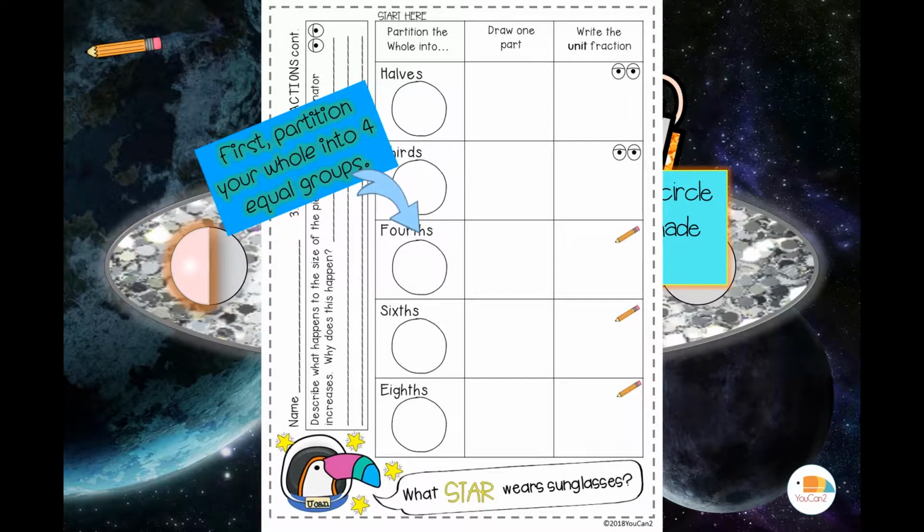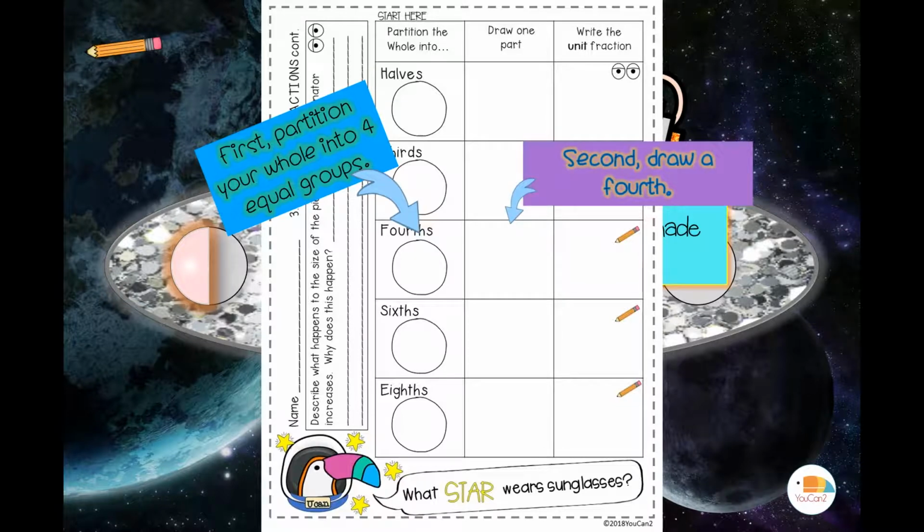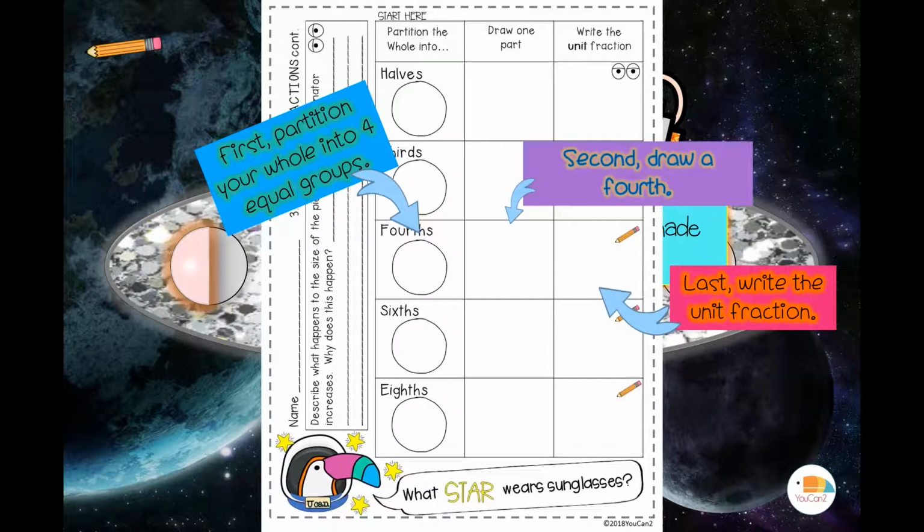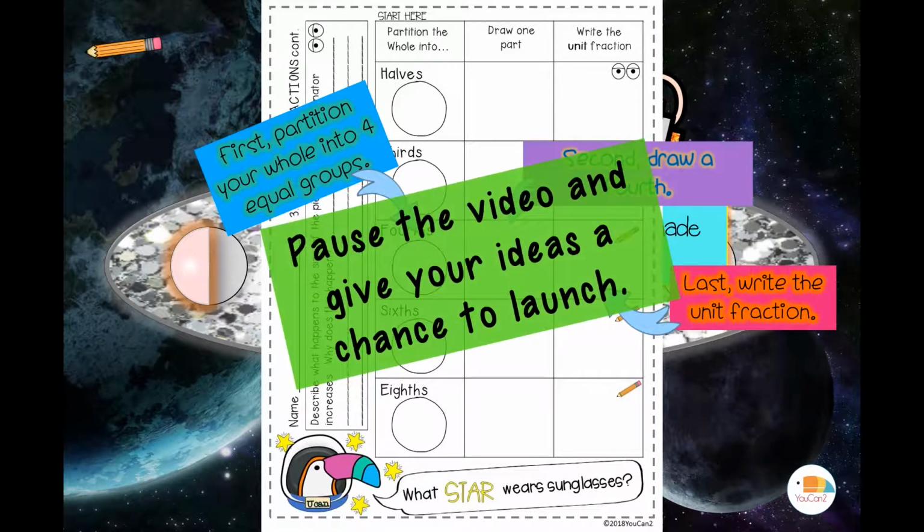Well, first, I'd partition my whole into 4 equal groups. Then I'd draw a fourth. And last, I'd write the unit fraction. Don't forget to pause your video. It's super important. You want to make sure that you give your ideas a chance to launch.